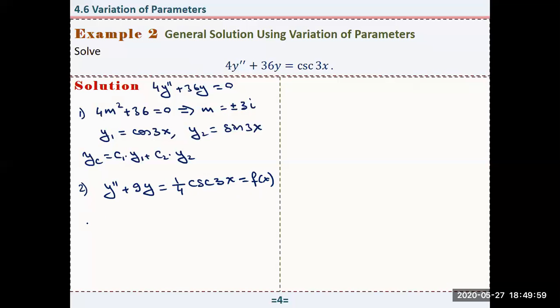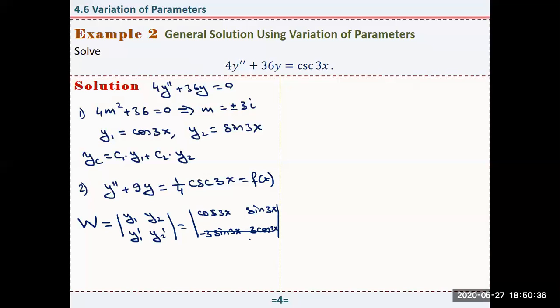So now first we need to find our Wronskian determinant. Capital W is equal to the determinant with y sub 1, y sub 2, y sub 1 prime, y sub 2 prime, which is equal to, y sub 1 is cosine of 3x, y sub 2 is sine of 3x. Let me draw a vertical line here. The derivative of y sub 1 is minus 3 sine of 3x. The derivative of y sub 2 is 3 times cosine of 3x.